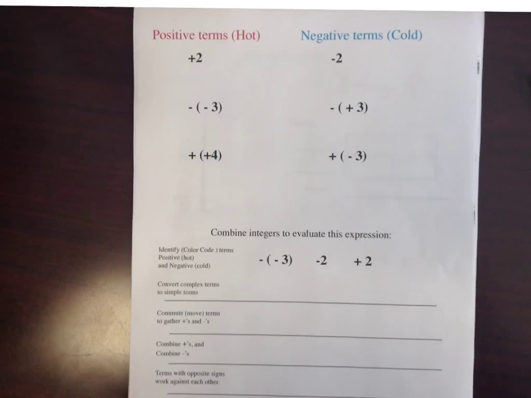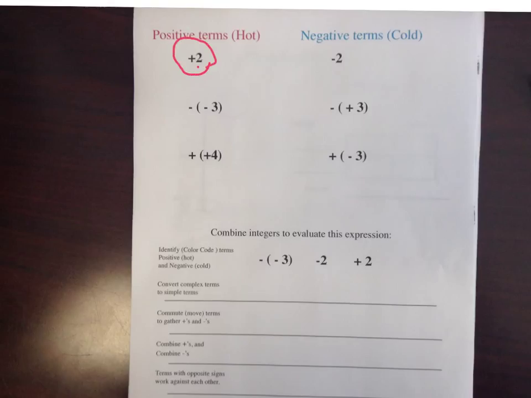Let's define some integers in terms of temperature. Let's think of these signs, like positive, as meaning hot. So it's an adjective and not a verb. So this +2, let's think of that as 2 hot.